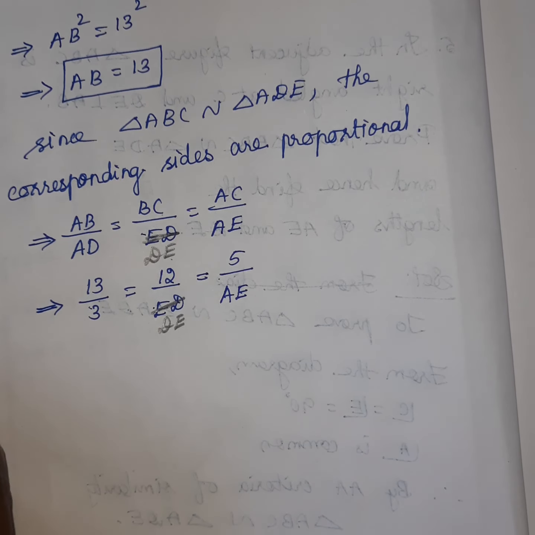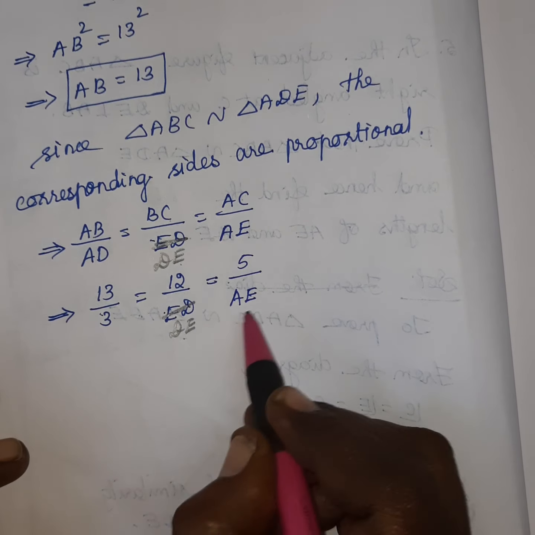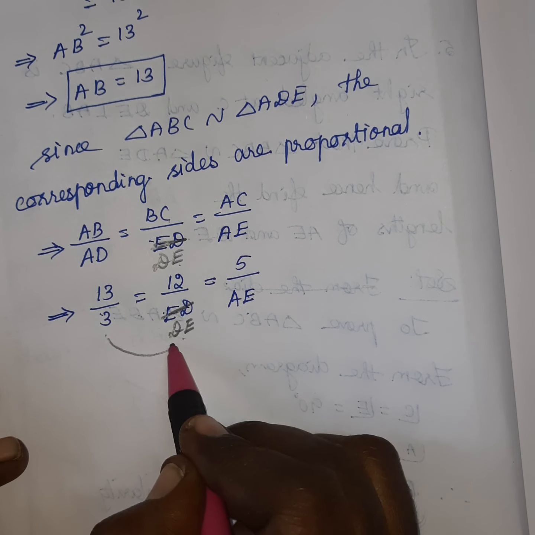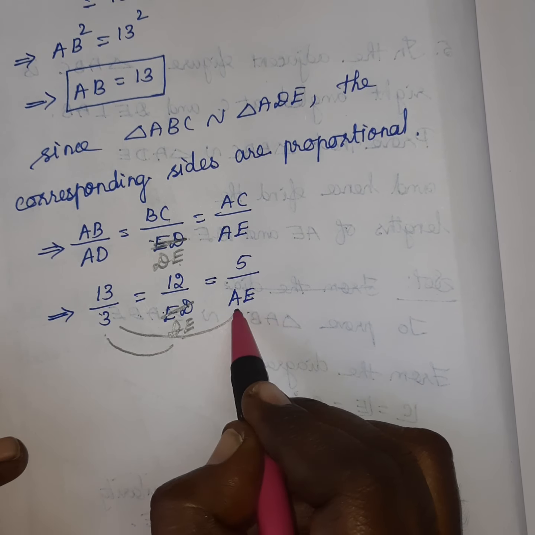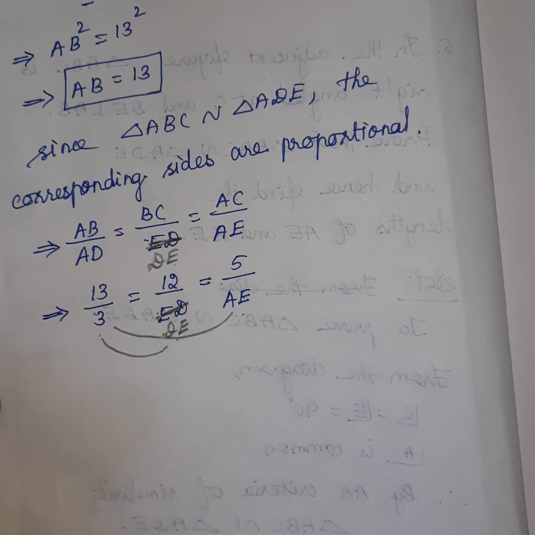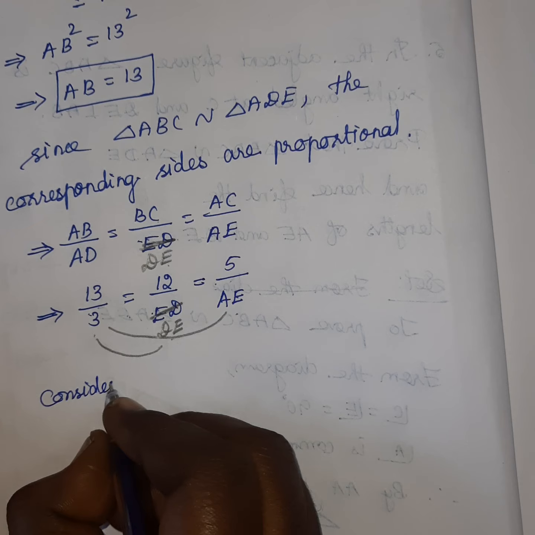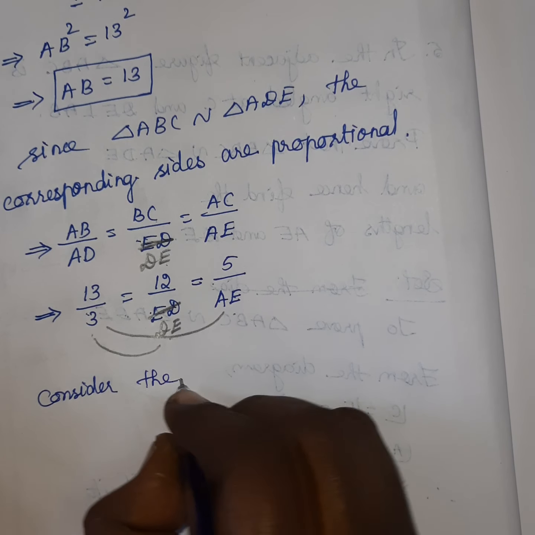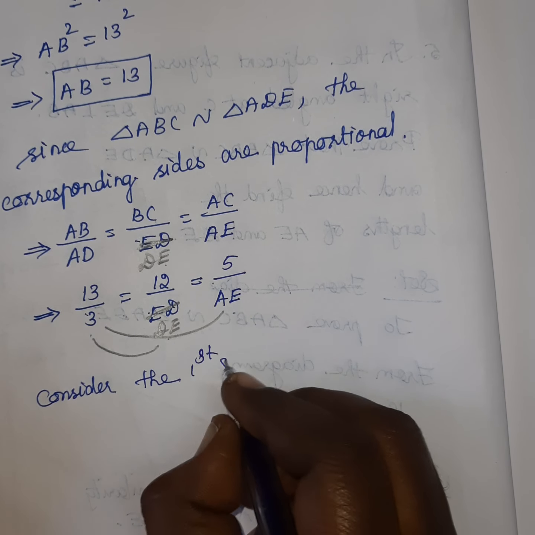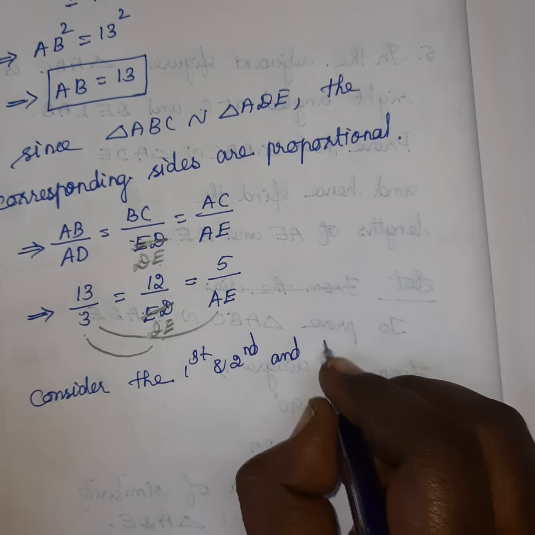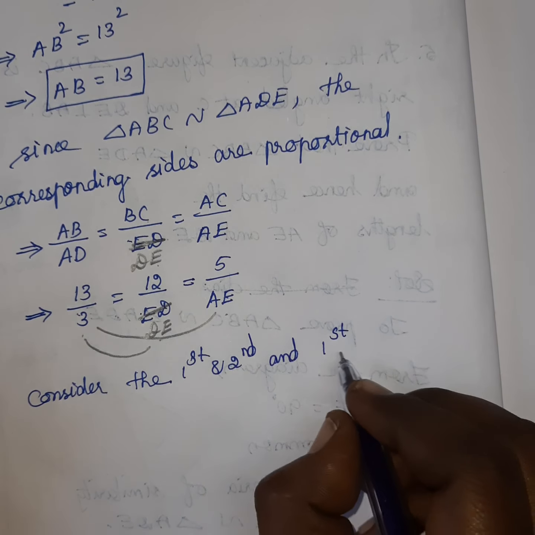Now we need to find out this DE value and AE value. So we can use this value with each ratio, like this and like this way. Are you clear? So we can consider the first and second, and first and third ratios.